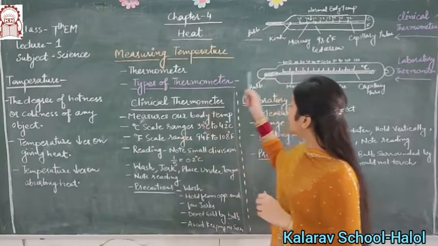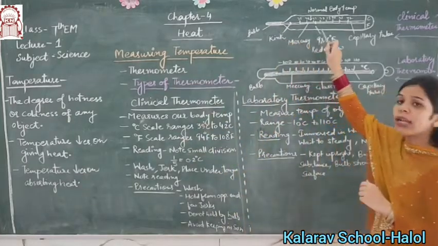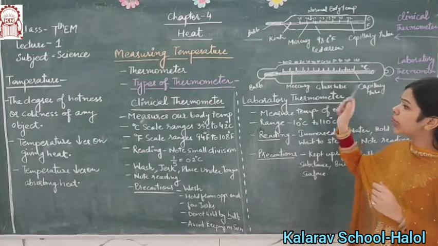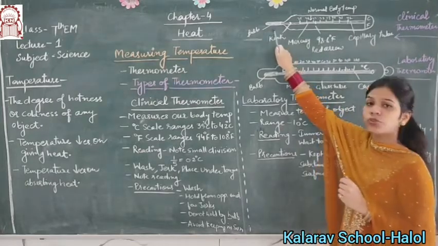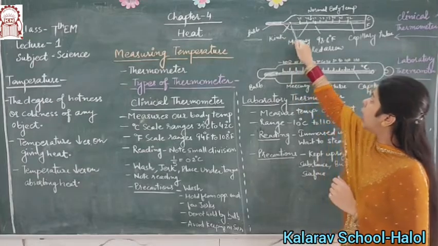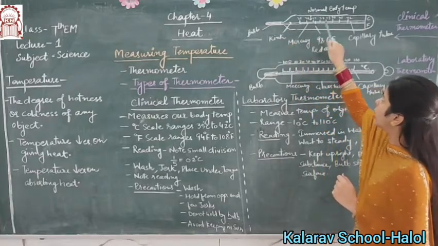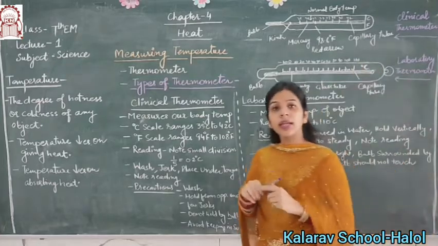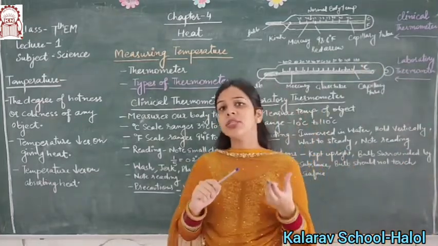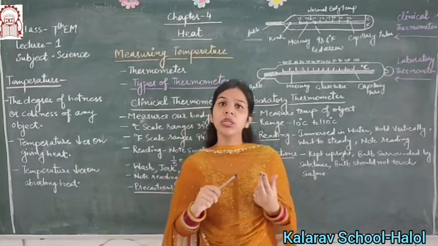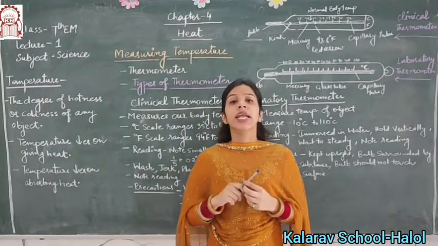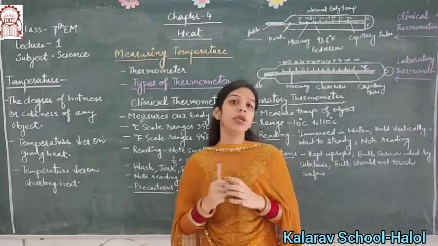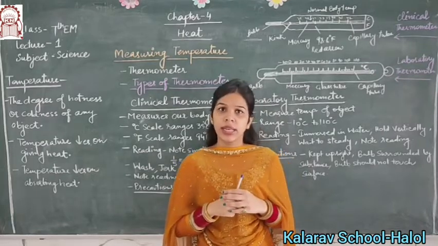So here you can see a long narrow tube that is made up of glass. This tube contains a bulb that is filled with mercury and a long tube that is called the capillary tube. The scale which is used to measure the temperature in a clinical thermometer is degree Celsius or Fahrenheit. Generally we are dealing with the degree Celsius scale.